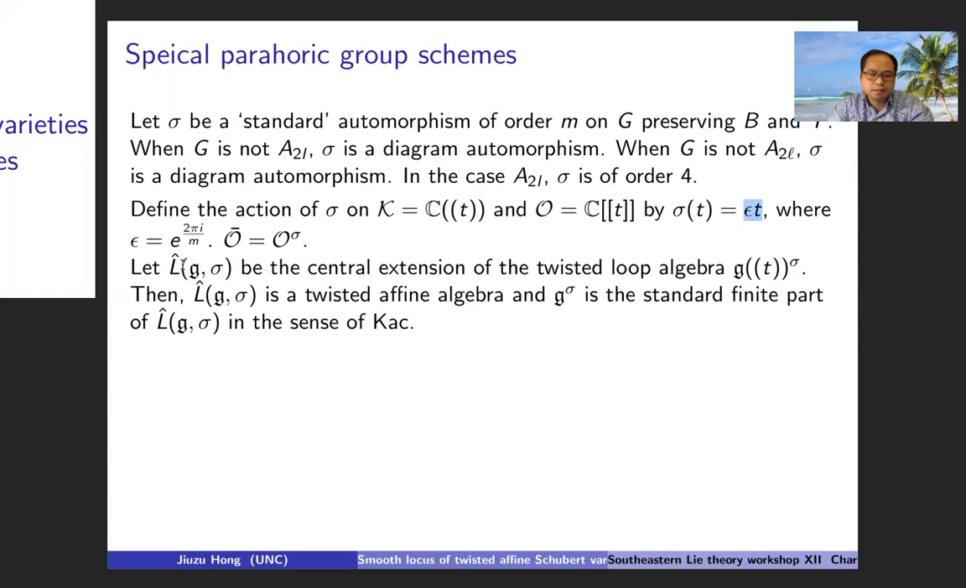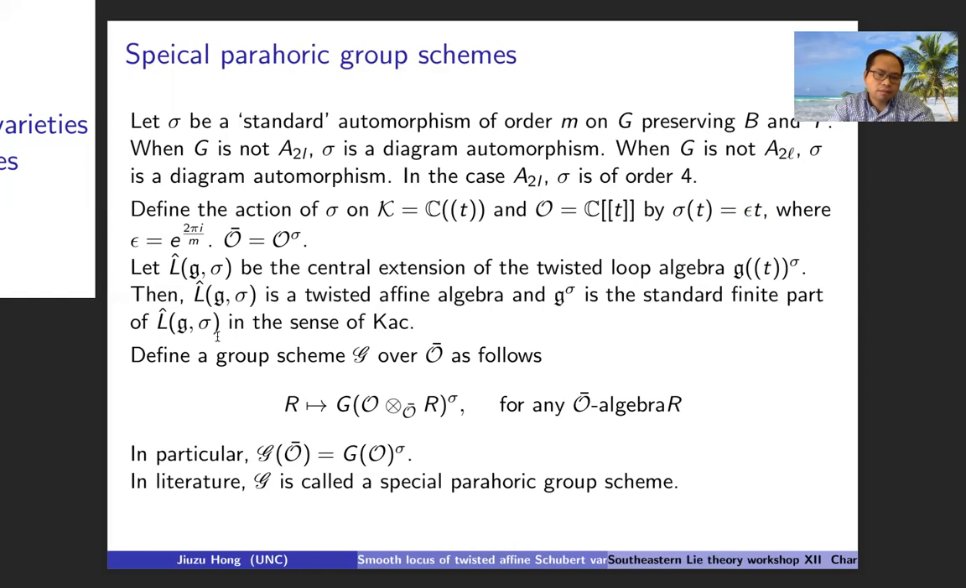Now let hat G sigma be the central extension of the twisted loop algebra G((t)), and then take the sigma fixed point. Because sigma acts on G and also on t, we can take the diagonal action and have the standard construction of the twisted affine Lie algebra as a central extension of this twisted loop algebra, which appears in the book of Kac, chapter 8. We call it standard because this fixed point subalgebra G sigma is a standard finite part of this twisted affine Lie algebra.